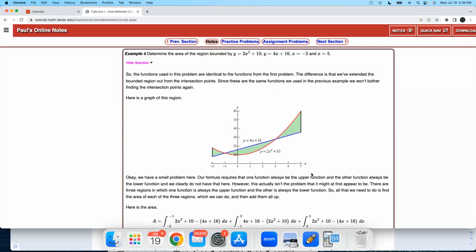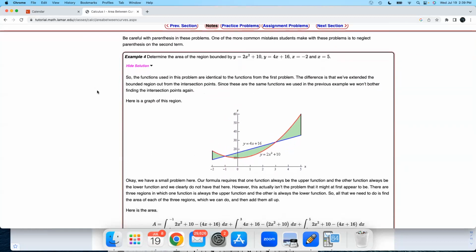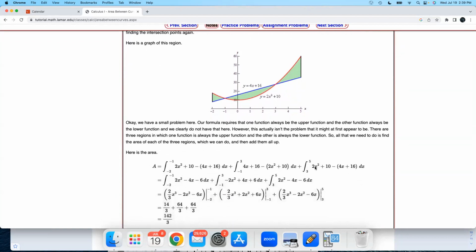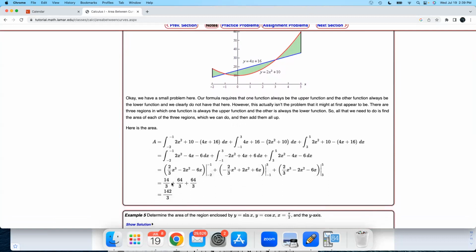Okay, here's where I got the problem from. This is a great resource, by the way, Paul's Online Notes. You can see here, he's got it all nice and graphed out. Here's all his regions. And look, he got exactly what we got. That should make us happy. All right, that is a good place to stop.